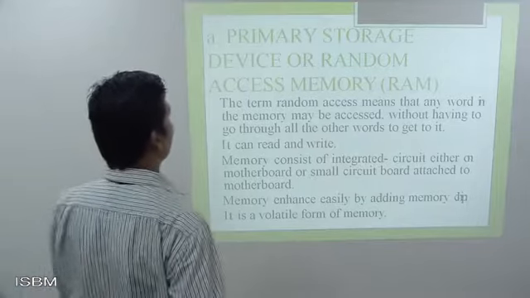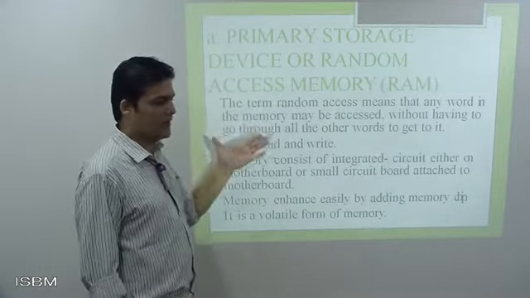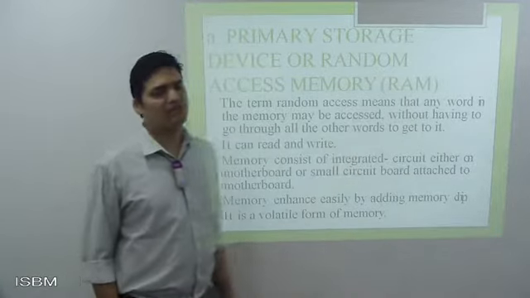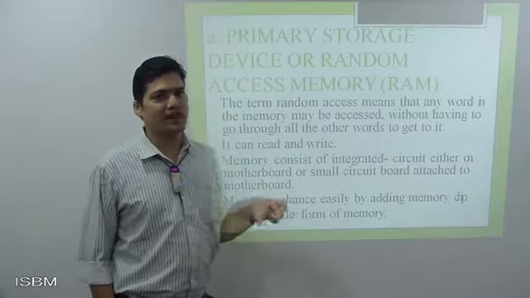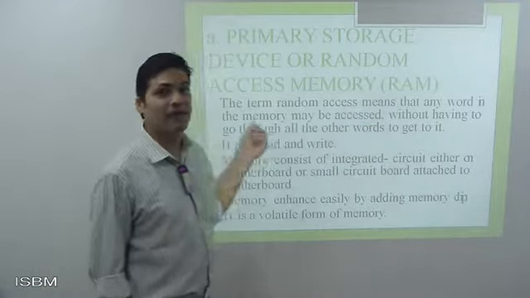The primary storage device is random access memory, which is called RAM. So the primary storage device is nothing but your RAM. Might be in the question paper they will ask you what is a primary storage device. There you will get four options: RAM, ROM, hard drive or something else. So you need to choose RAM. It is a primary storage device.